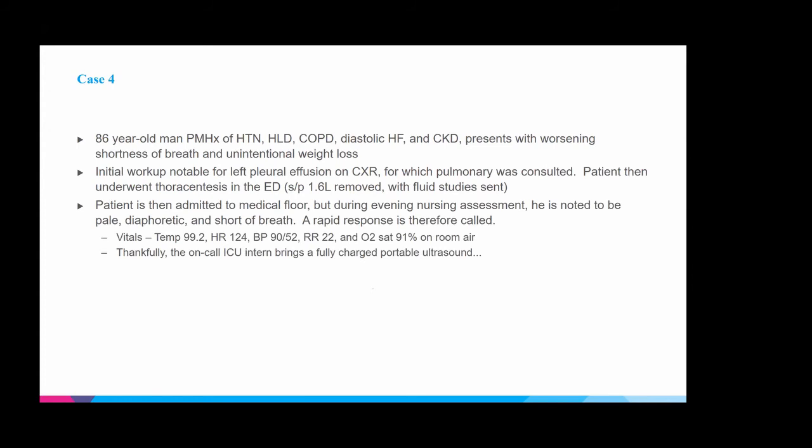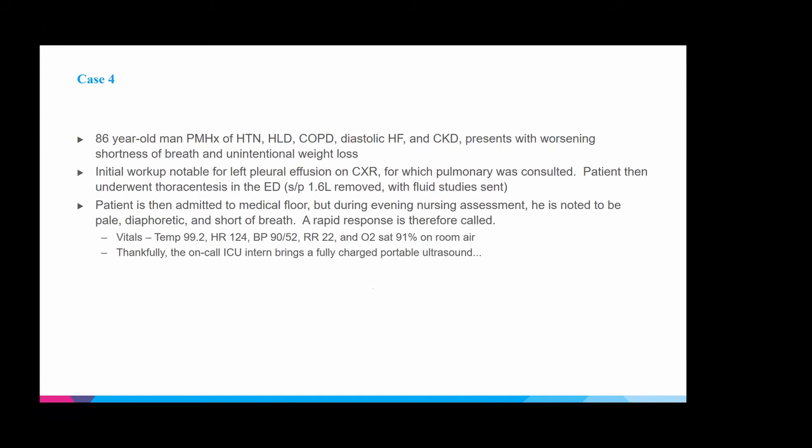And so the pulmonary team was consulted and he underwent a thora where 1.6 liters was removed and the fluid studies were sent and are currently pending results. He was then admitted to the medical floor. But during the evening nursing assessment, he was noted to be pale, diaphoretic, and short of breath. So the nurse tried to page the resident, but didn't get a response right away. So she just called a rapid.